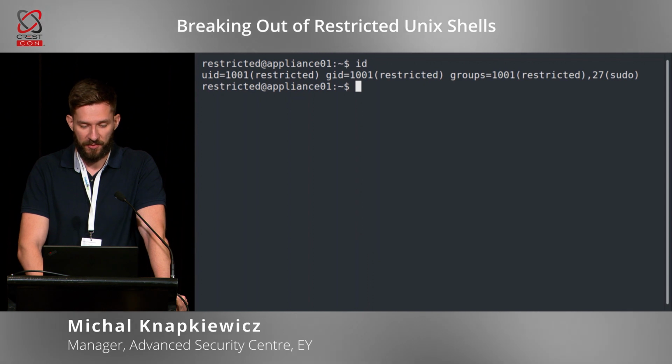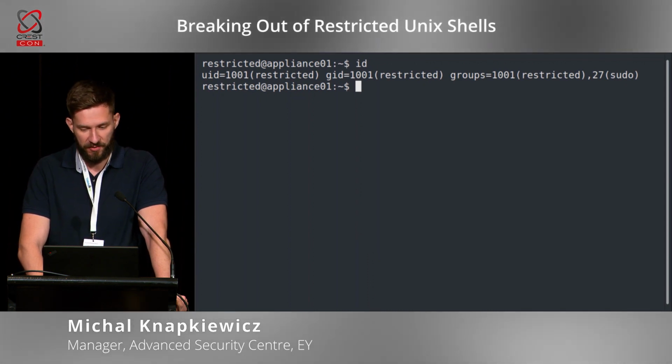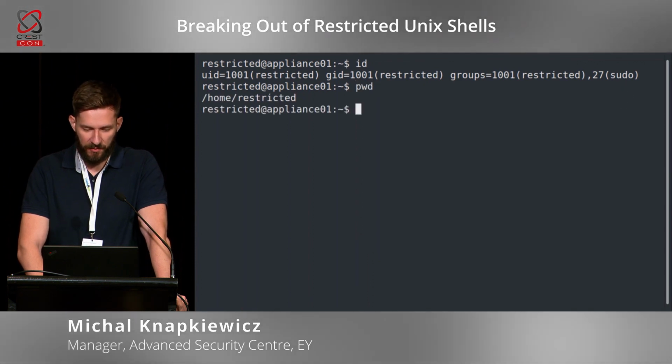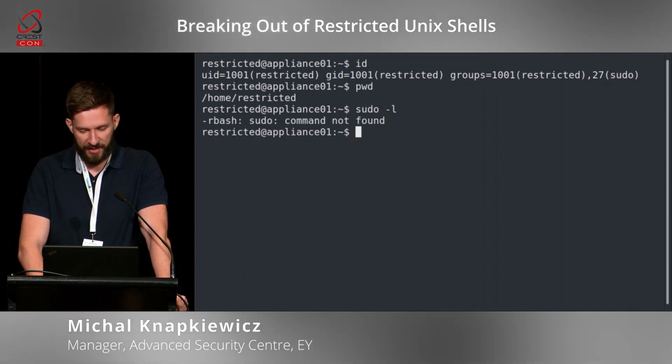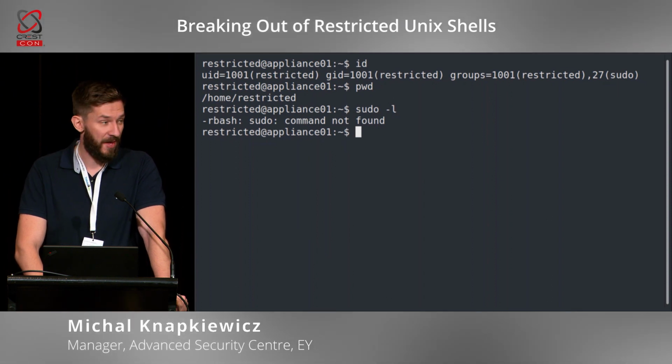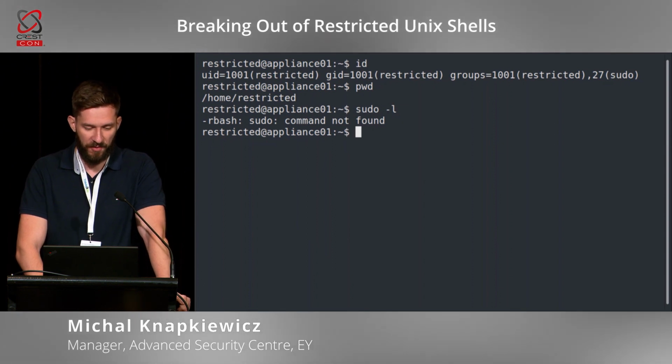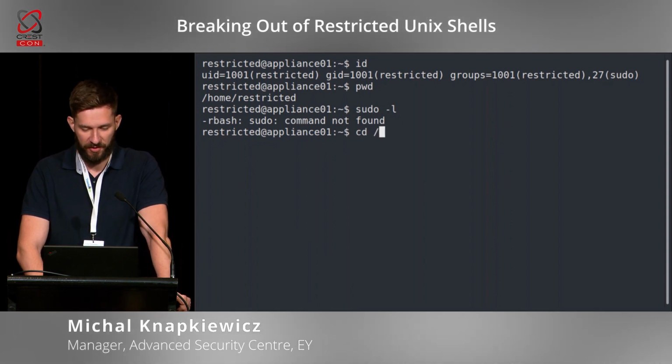So the first thing we want to run is the id command to understand who you are. So we're running as a restricted user. But one of the interesting things to note is that we also belong to the sudo group. So this already raises some questions that, okay, maybe we'll be able to do a few things here. Print working directory, we're in /home/restricted as expected. Let's try to run sudo, but again, it says command not found. So it's already ringing an alarm bell that there's probably something restrictive going on there.